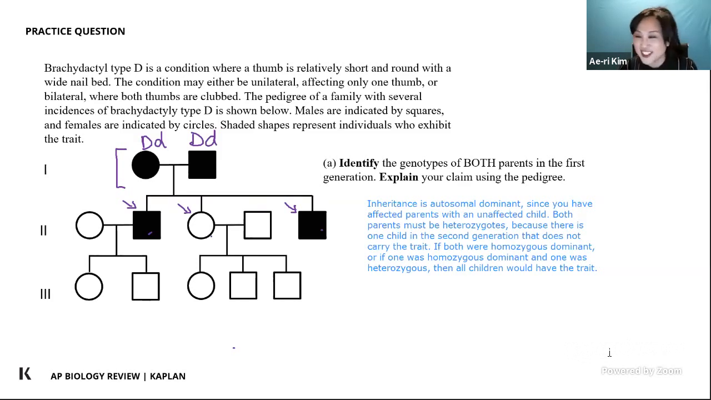Yeah, it's a tough question, right? Pedigrees are honestly really all about the practice. It's really all about the practice. Okay, let's move on to our next one.